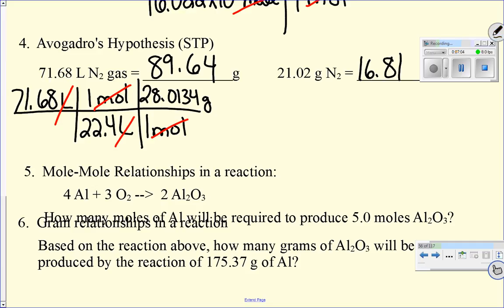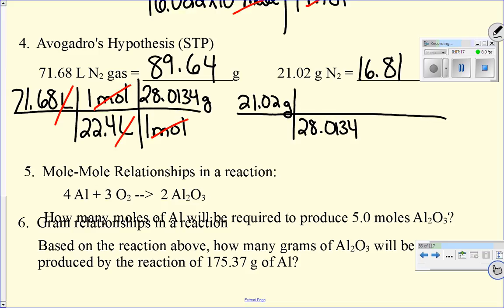And then in the last one that you had to do, you're starting with 21.02 grams of N2. We're going to first use the GFM of nitrogen, which is 28.0134. Remember, it's N2, so you're actually multiplying the value on the periodic table by 2. That's going to give us 1 mole.